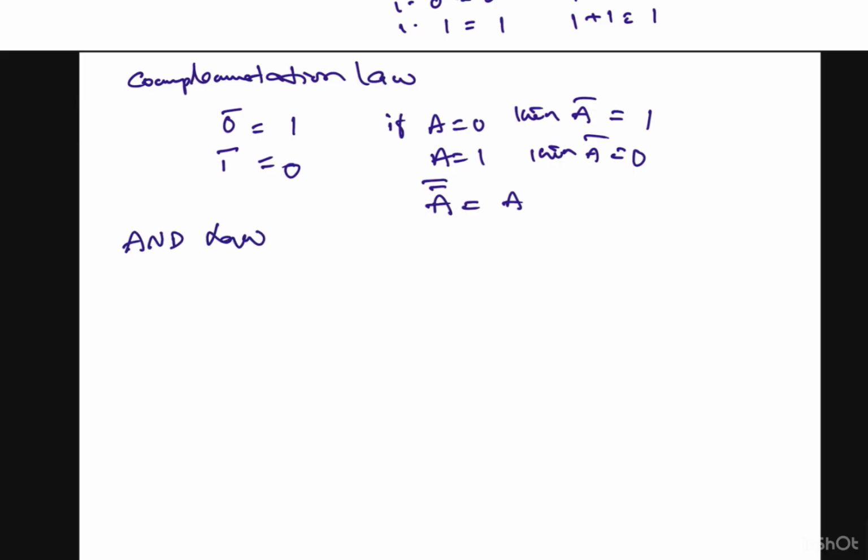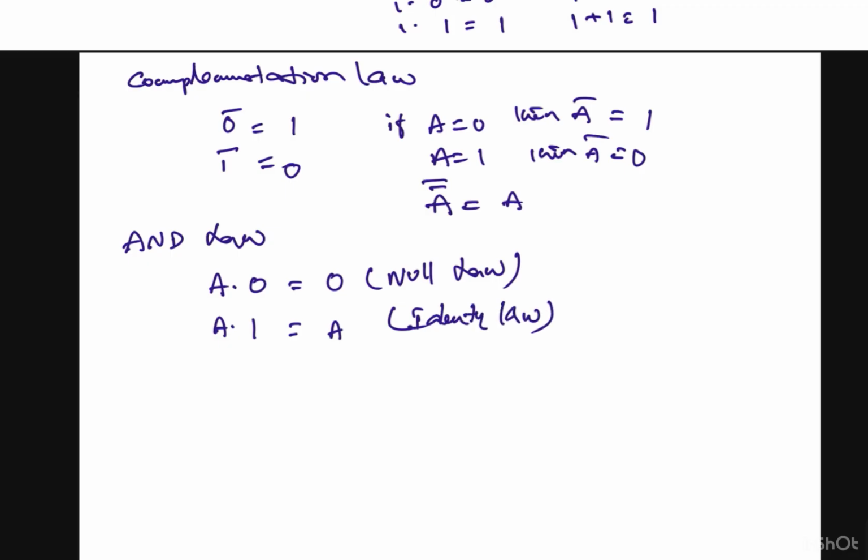Next, the AND law, which is similar to the AND operation. A dot 0 is nothing but 0. This is called the null law. And also A dot 1 is nothing but A. This is called the identity law. And A dot A equal to A, and A dot A bar is equal to 0. So we need to remember all these while deriving or simplifying Boolean expressions.